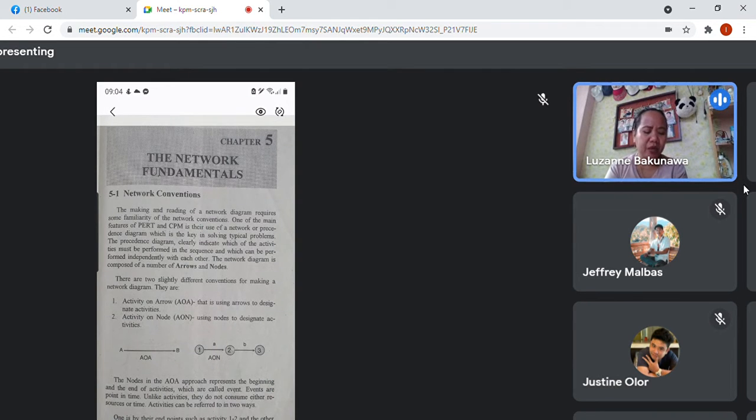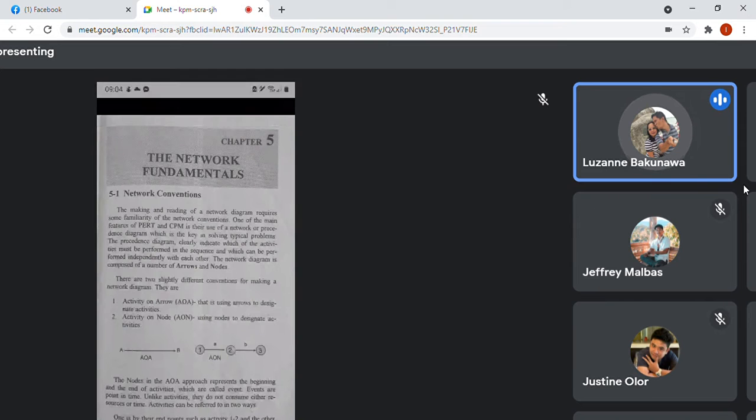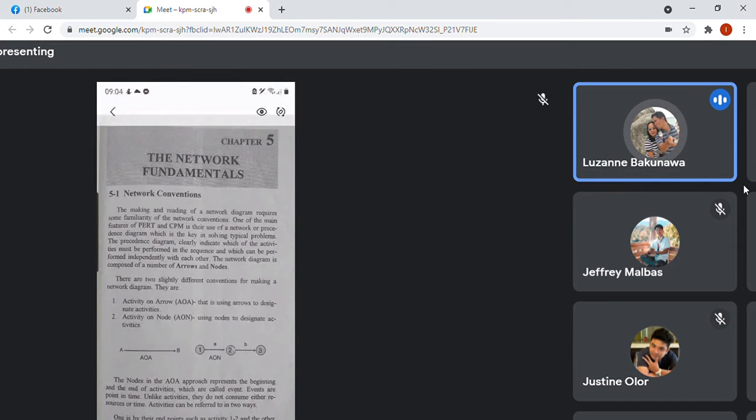So the beginning and the end of the activity, which are called events. Events are the ends of your activity. Events, unlike activities, do not consume either resources or time. So there is no time in the middle here, because it is AOA.